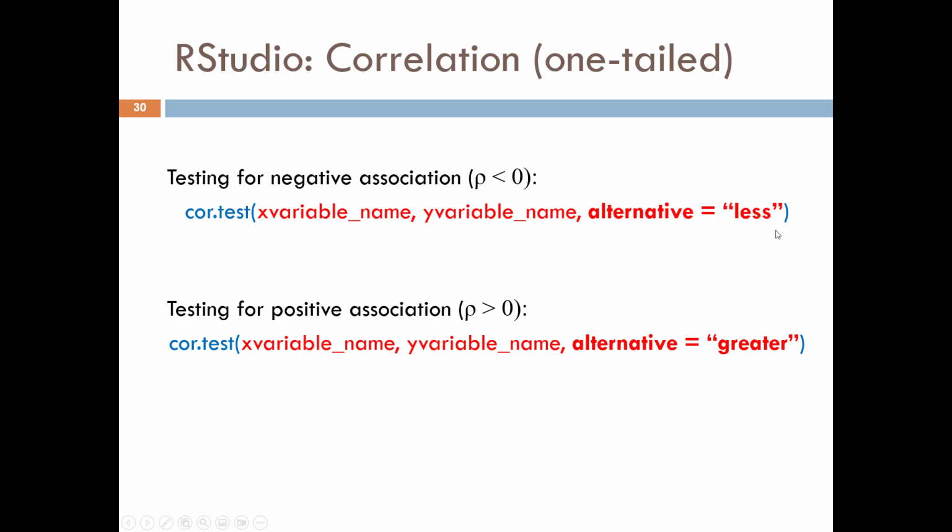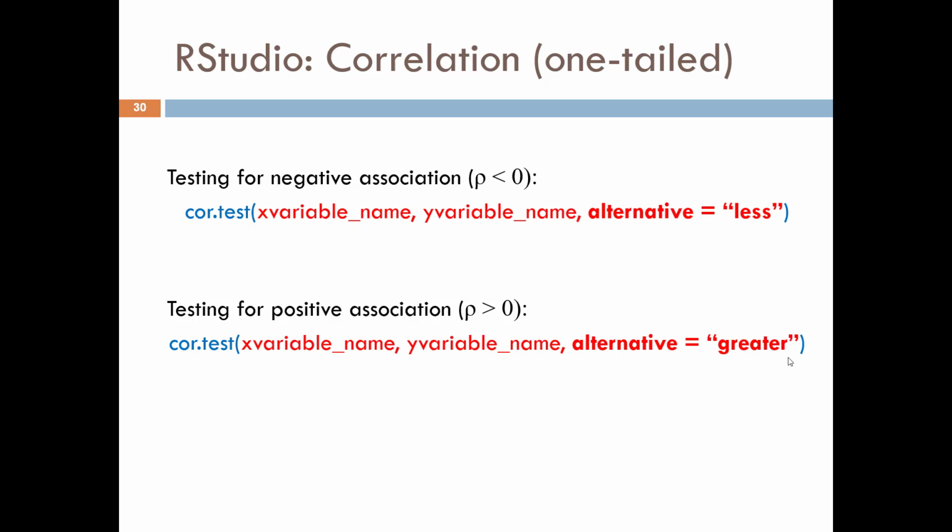And that says to our test the hypothesis where the correlation coefficient is less than 0 or negative. If you were to hypothesize that there's a positive association, in other words, the correlation coefficient is positive, then you would put alternative equals greater. And that would allow you to test that hypothesis.